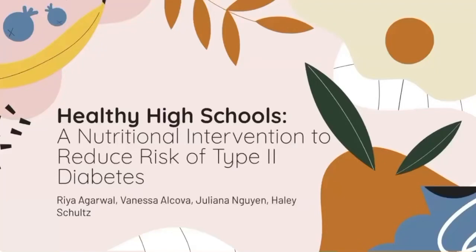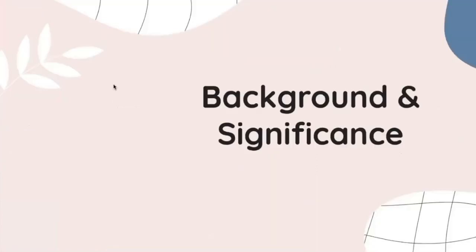Everyone. So our project today is Healthy High Schools, a nutritional intervention to reduce risk of type 2 diabetes. My name is Vanessa. My teammates are Ria, Juliana, and Haley. So today I'm going to be talking about the background and significance.